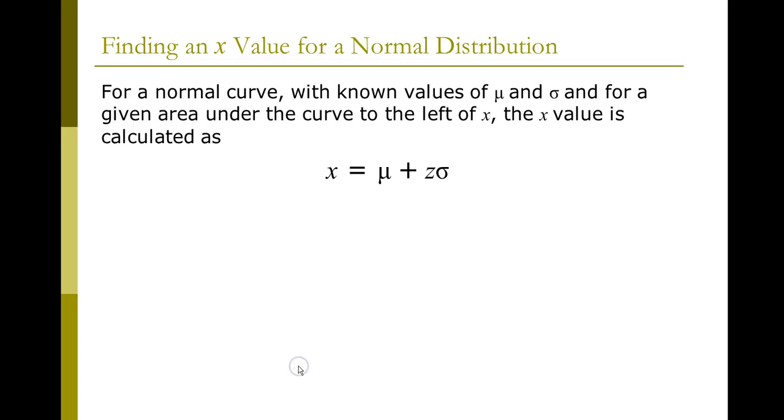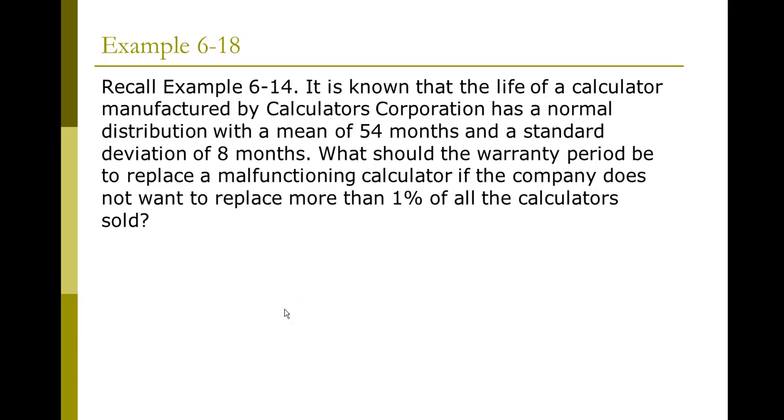Okay, so the next one is you find the z-value and then the corresponding x value. So let's see what that means. So recall in example 6.14, it's known that the life of a calculator manufactured by this company has a normal distribution, with a mean of 54 months and a standard deviation of 8 months. What should the warranty period be to replace a malfunctioning calculator if the company does not want to replace more than 1% of the calculators?